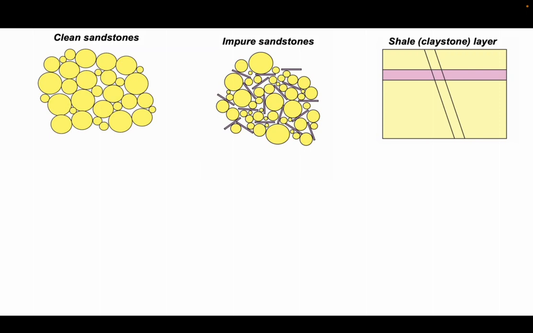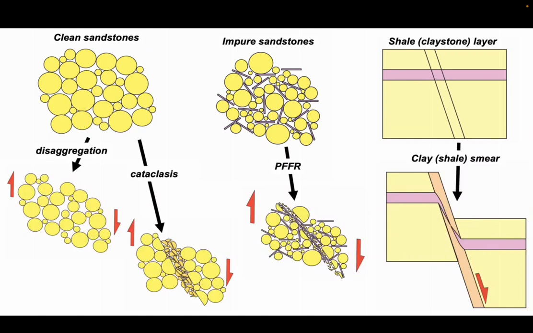So we've got different behaviours depending on the original material: clean sandstones, impure sandstones, and then shale or claystone layers. Clean sandstones, when they've never been deeply buried, can disaggregate, or they can break in cataclasis to make different types of microfault zone. Impure sandstones, those with clay or detrital mica sheets, can become aligned in the fault zone to make a phyllosilicate framework fault rock, PFFR. The claystone or shale layer can become smeared out into the fault zone.